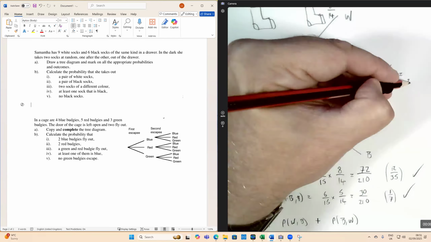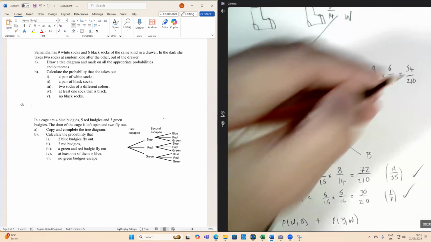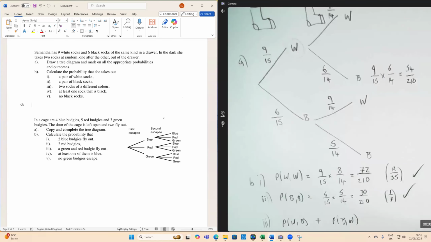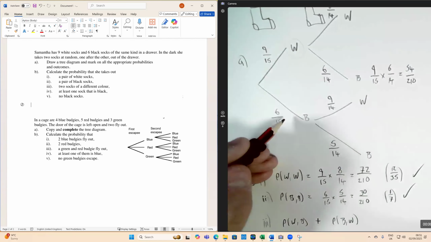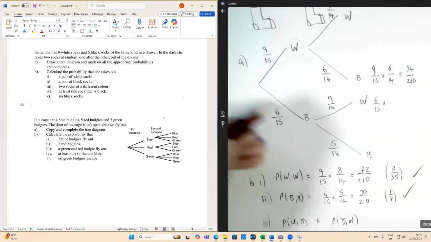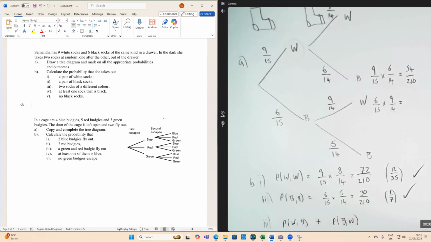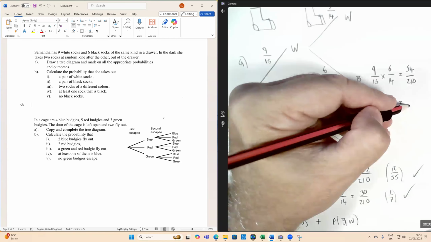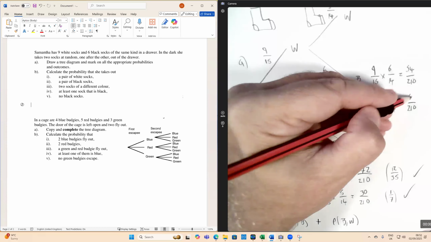We know that that is 210, and then that is going to be 54. 54 over 210 is the probability of white and then black. The probability of black and then white is going to be 6 over 15 times 9 over 14. So 6 over 15 times 9 over 14 is going to be over 210, and again, we're going to have 54.